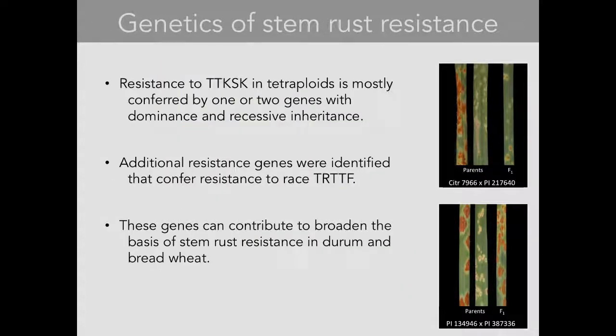So as a brief summary, in the genetics of resistance, we found that resistance to UG99 in tetraploids is mostly conferred by one gene, and in some cases, two genes. And we have seen both dominant and recessive inheritance.